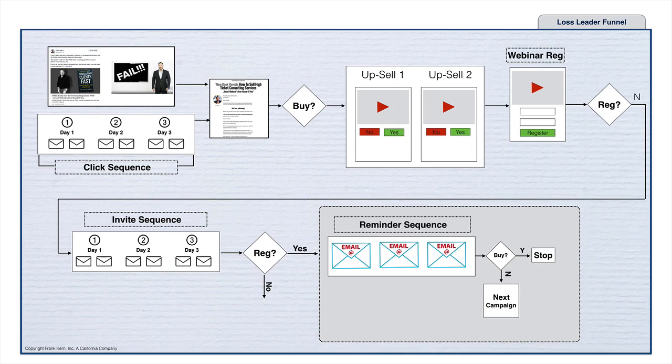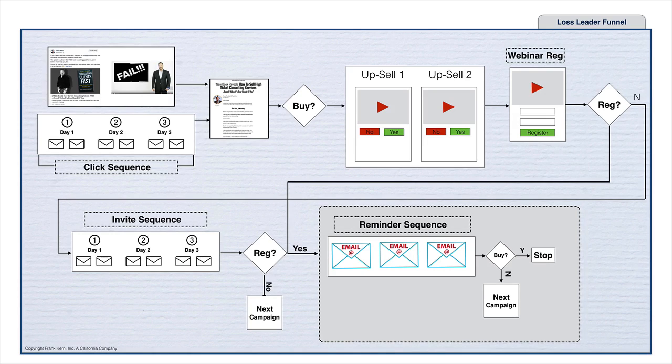If they purchase on the webinar, then I don't do anything else with them. I just give them their stuff. And if they don't purchase, they're in the next campaign. Also, if they register at the webinar registration page right after the one-click upsells, they don't get the invite sequence, and they just go straight into the webinar reminder sequence. And of course, if they never register for the webinar, I'm going to put them in another campaign. So it's a pretty simple sales funnel.